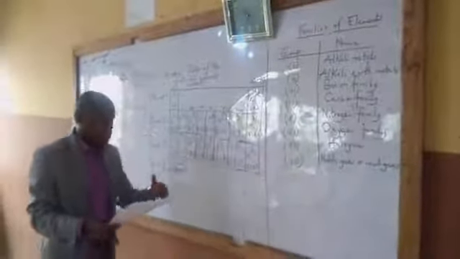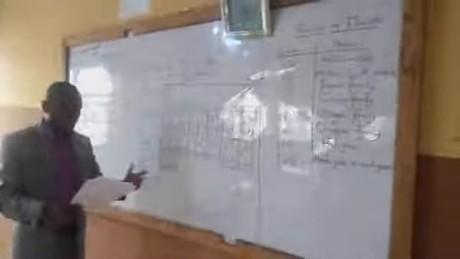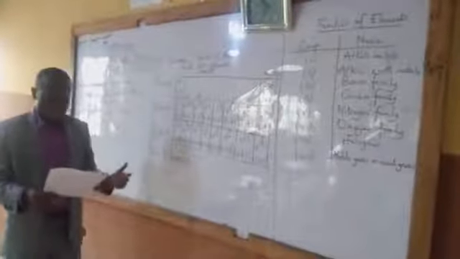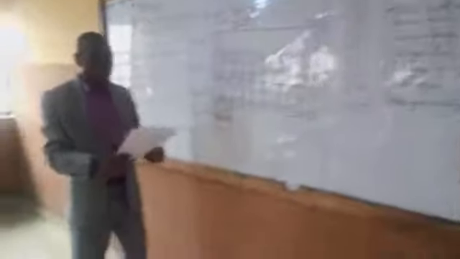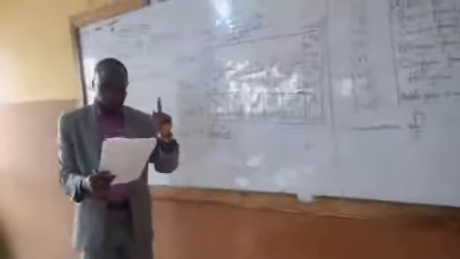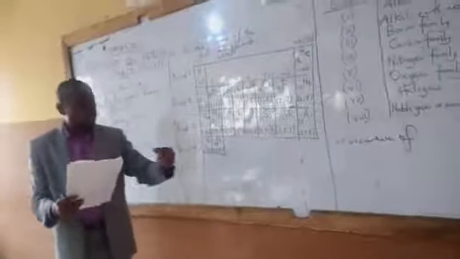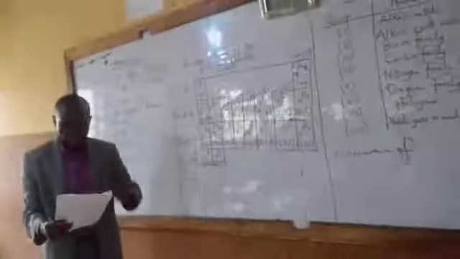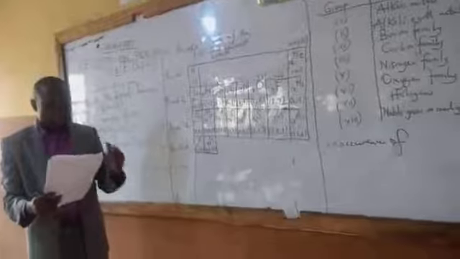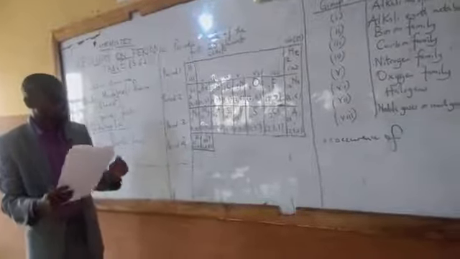Now, in summary of what we have discussed, we want to talk about the periodicity of elements. Periodicity is the reoccurrence of similar properties at regular intervals in the periodic table. The first property is atomic radius, that is half the distance between the nuclei of two identical atoms.